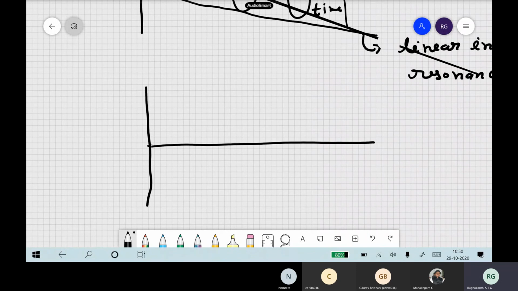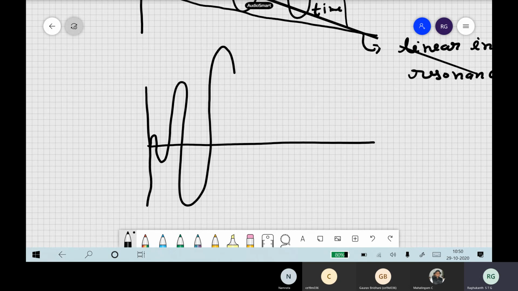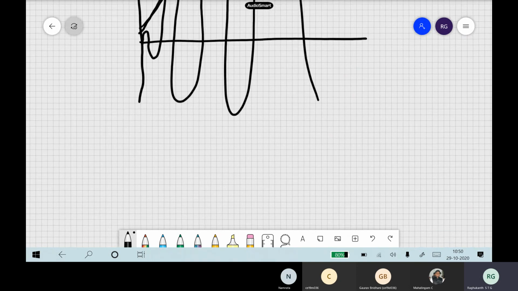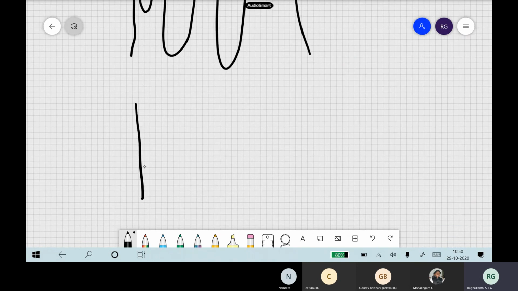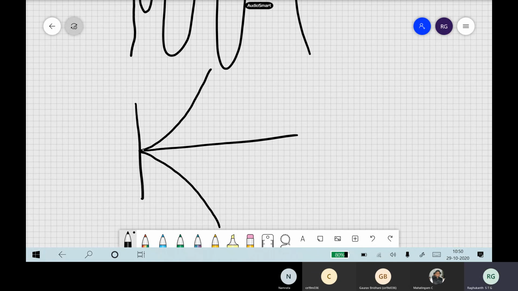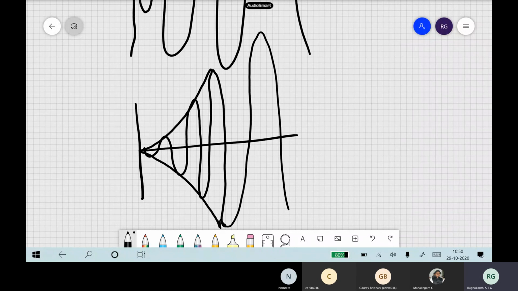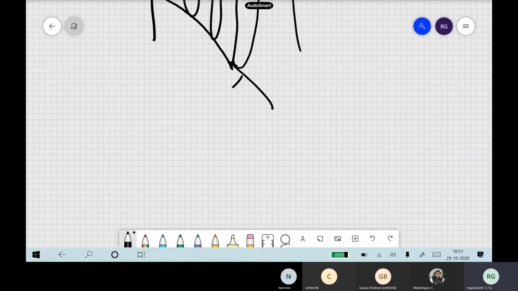Here the solution will be like this. You followed, it will be exponential. I'm not able to draw properly. The amplitudes essentially grow exponentially. If you see the solution, it goes something like this. Exponential growth will be there. So this is what happens in parametric resonance.